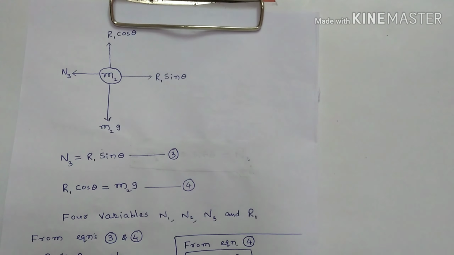Okay. See here, 4 variables N1, N2, N3 and R1 and 4 equations. 4 variables, 4 equations. Finite solutions. Means we can solve the equations to find out N1, N2, N3 and R1. Okay?